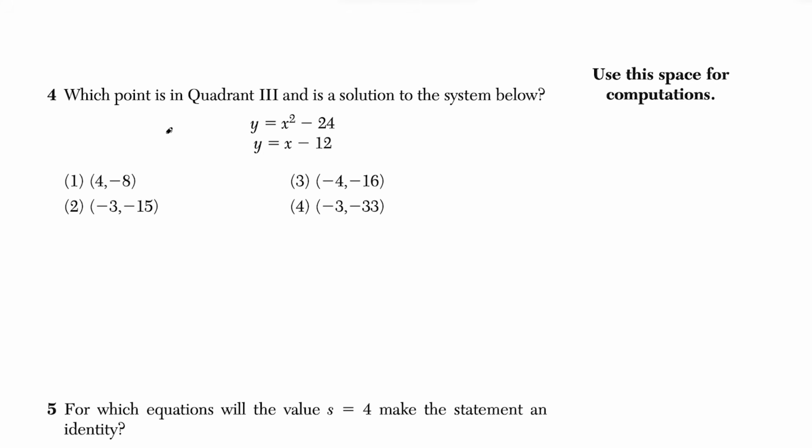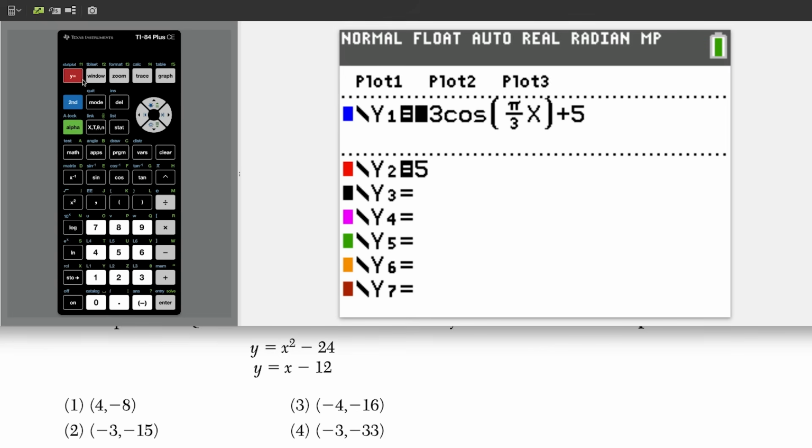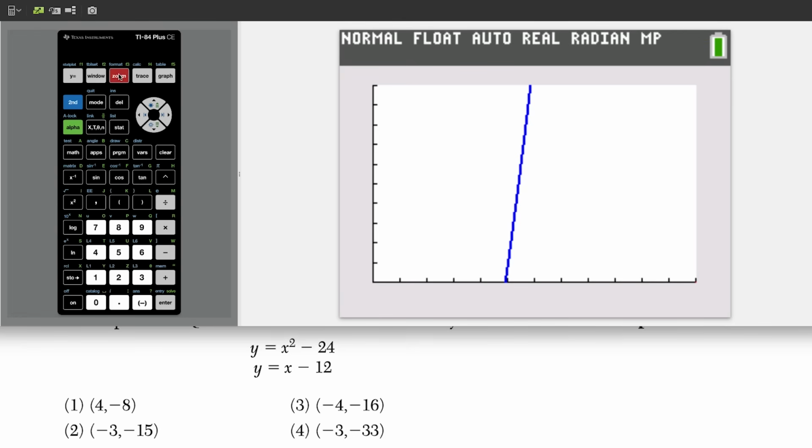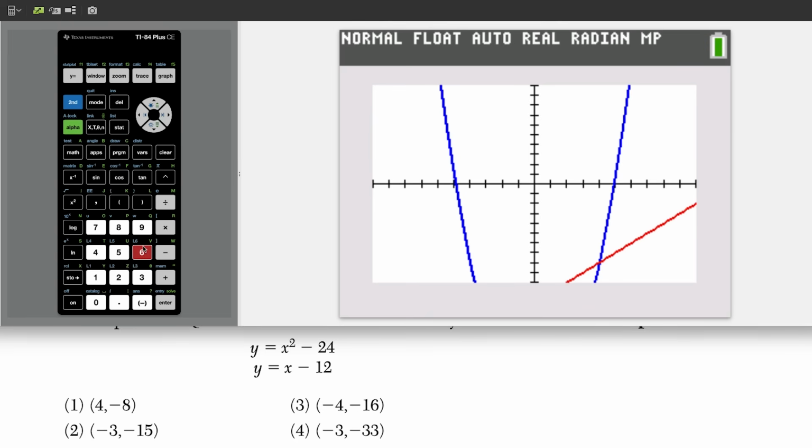Question 4, which point is in quadrant 3 and is a solution to the system below? So this is something we could do by hand, but we do get a calculator, so we could solve this system graphically. So I'm going to type in here x squared and then minus 24. And then the second equation is y equals x minus 12. So now we press graph. And I'm going to press zoom 6 to put the graph back to normal.